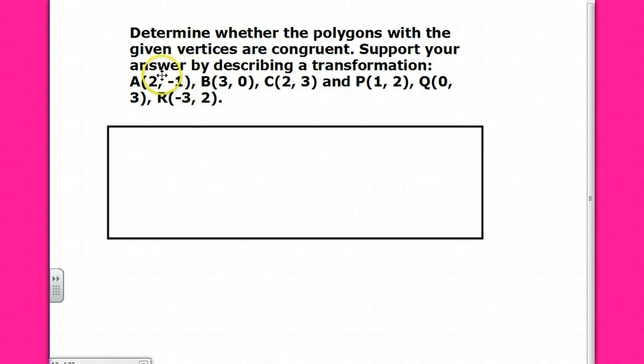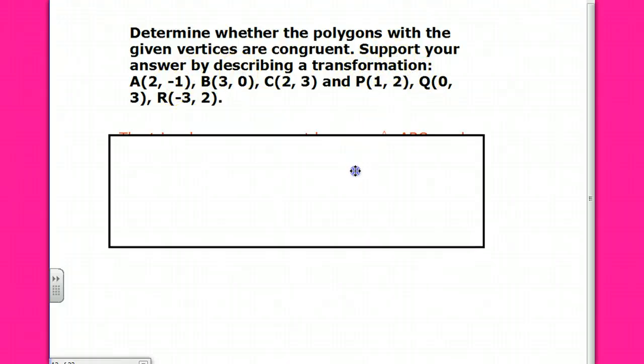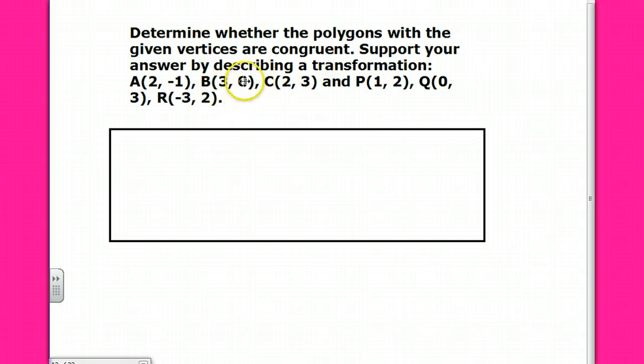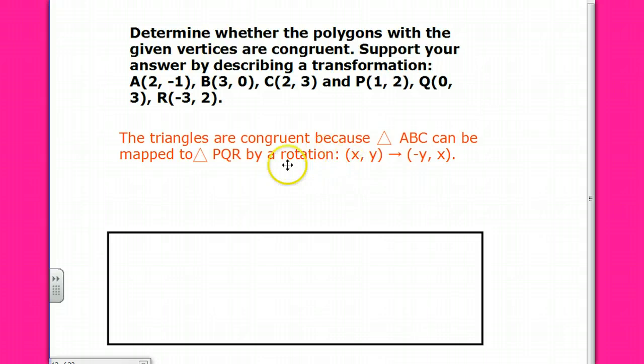Okay, so we do see that (2, -1) becomes (1, 2). Look at the coordinate pair has switched locations, and the 1, the y here, became opposite, right? So this is a rotation, isn't it? Let's test it here. Did the 3 and 0 switch places? (0, 3), yes. And the y, 0, became, it can't become opposite, it's neutral. So let's try C. (2, 3), did it become (-3, 2)? Yes. So we could write this as (x, y) transforms to (-y, x). Yes, the triangles are congruent because a rotation is a rigid transformation, an isometry.